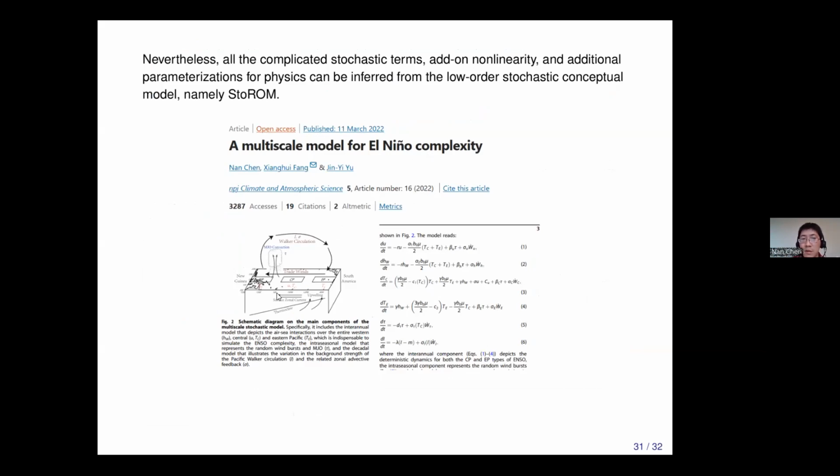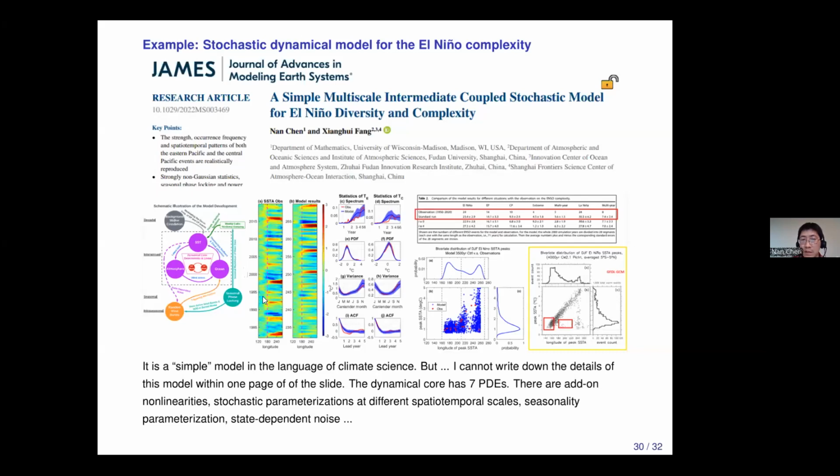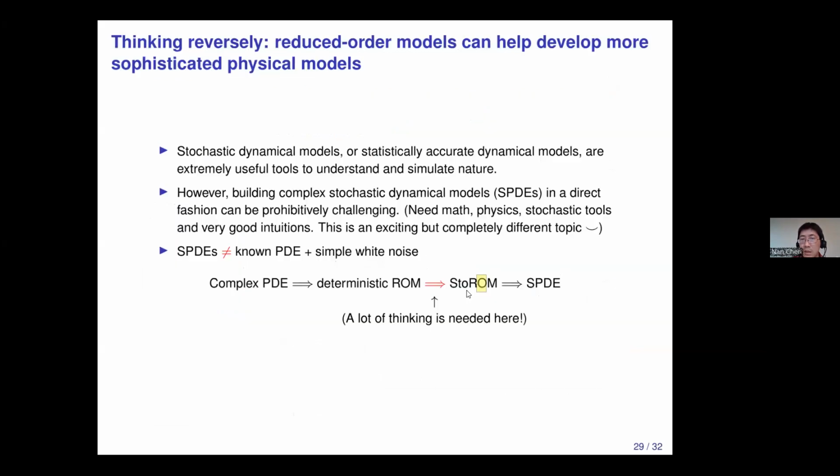So we really start from complicated PDE to generate time series. We use a deterministic reducer model as a starting point. Then we think how to build stochastic terms. Then after that, we go back to the SPDE, just following this line of thinking.